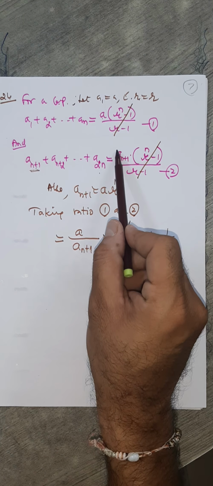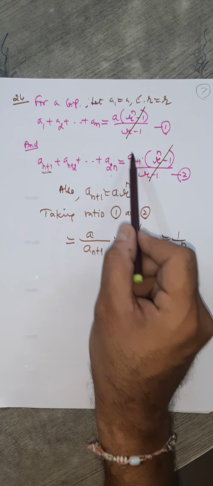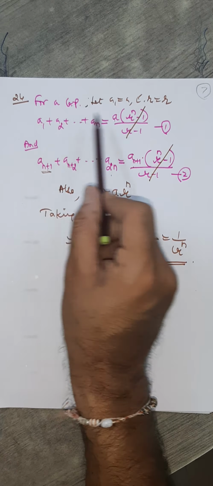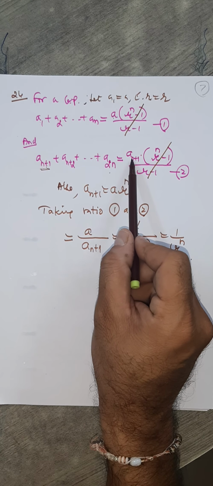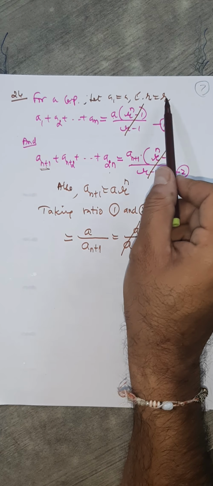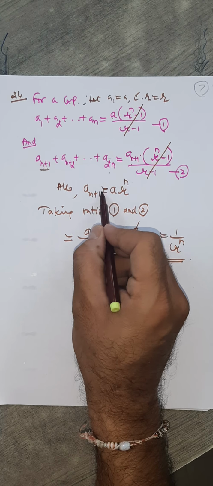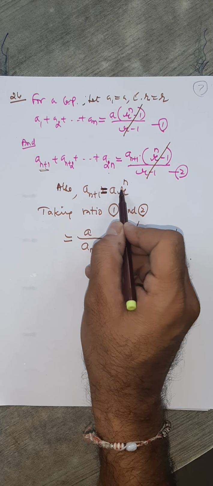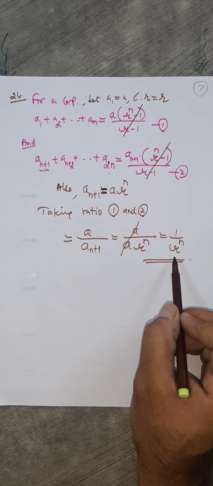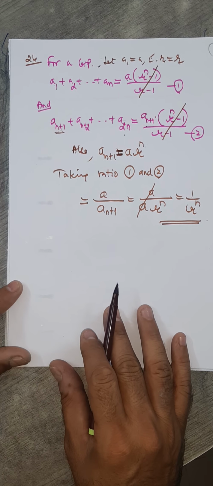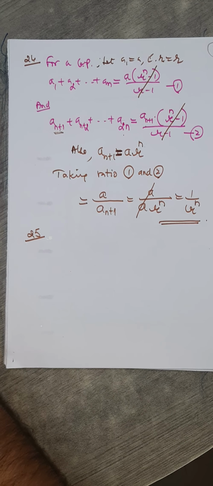The only important thing you need to notice, your first term is this. When we write normally first term we put a. Obviously for this a1 is a, but here first term is a_(n+1). The common ratio is the same, number of terms is also same. So if I put the value of a_(n+1), and now taking ratio of 1 and 2, we'll get 1 upon r raised to n. Fine. Let's go to next, 25th number.